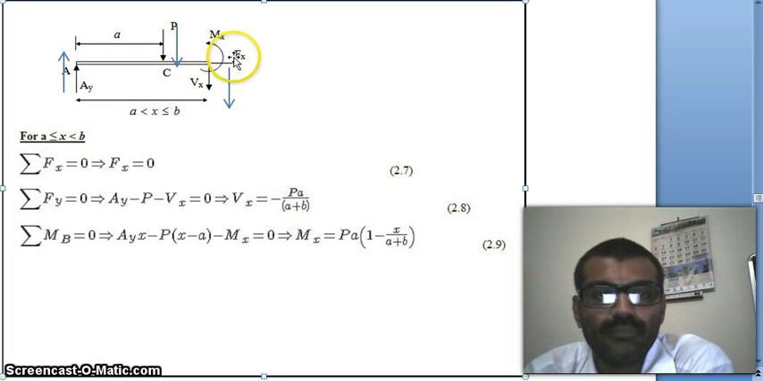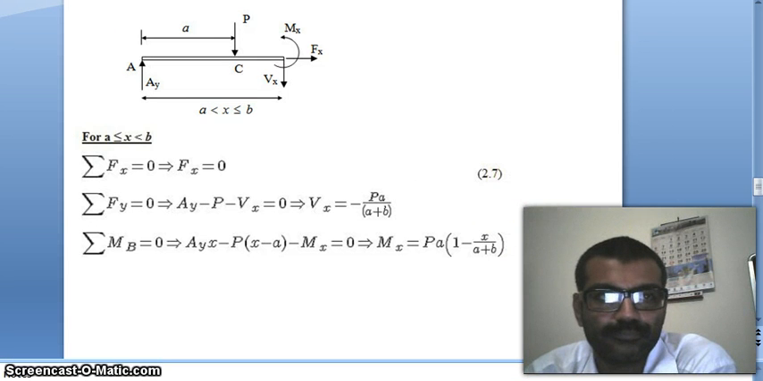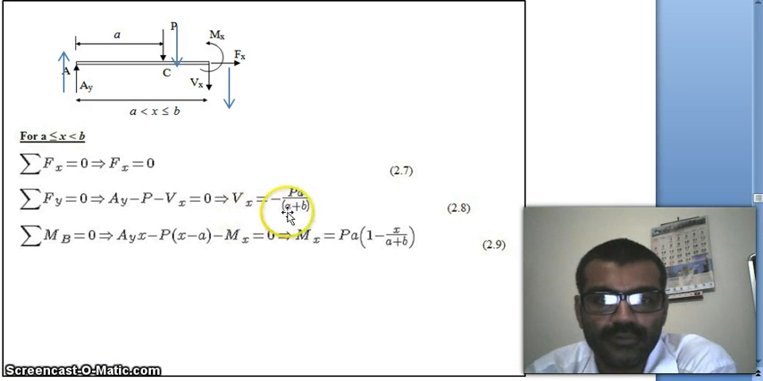Now let me take the moment with respect to B, right? So Ay into the distance, that is x distance. Suppose we are taking the moment at this point. So Ay into x. It produces a clockwise moment, so positive.